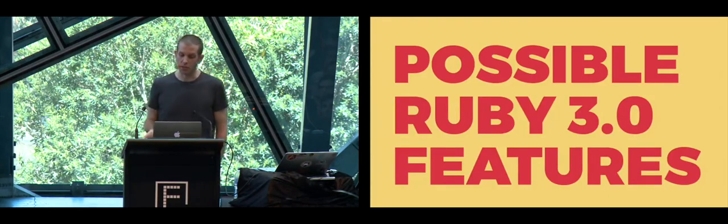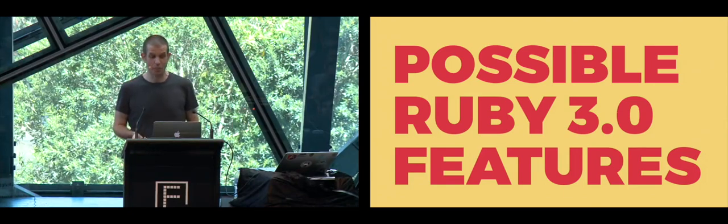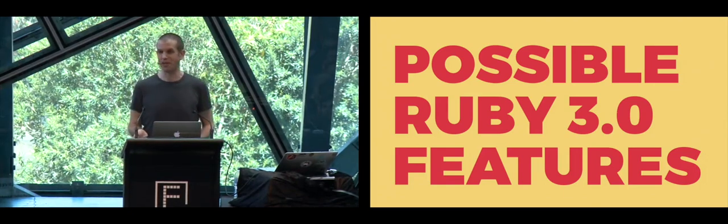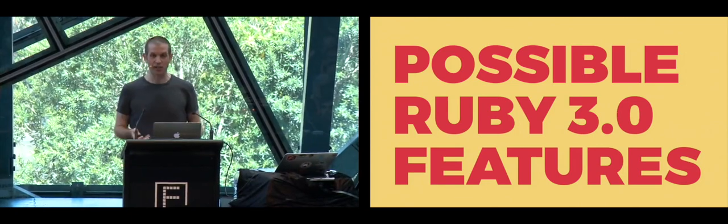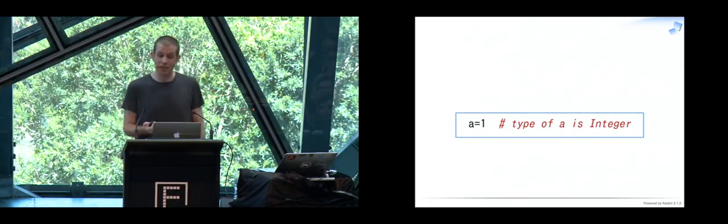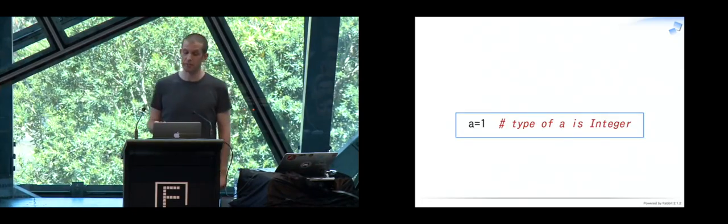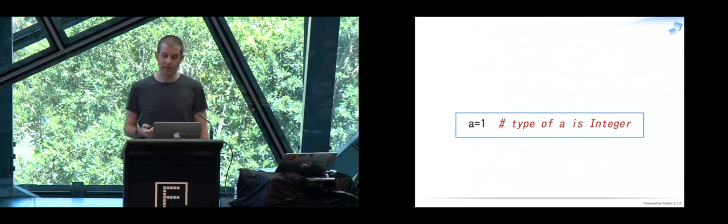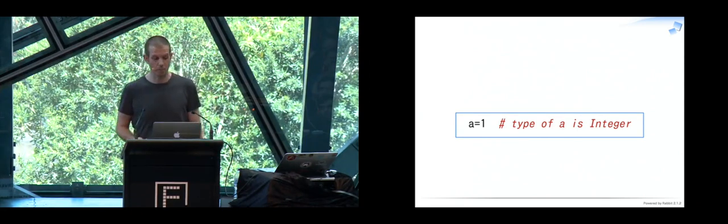Okay, well, the point of this talk was to unpack what Matz said, but it's almost over and I haven't even mentioned what he said yet. Let's have a quick look at his slides and try to work out what he thinks Ruby 3.0 is going to look like. He does help us out by showing some speculative example code on this slide. He sets the variable a equal to 1 and comments that the type of a is integer.